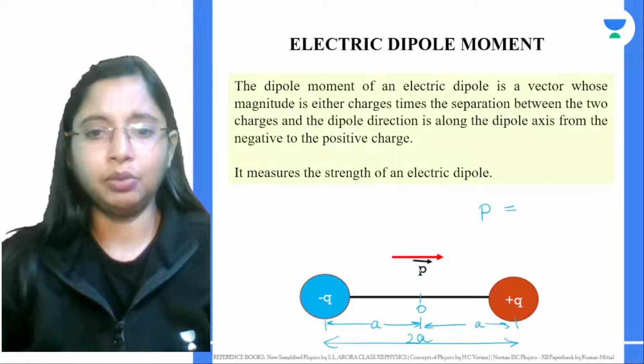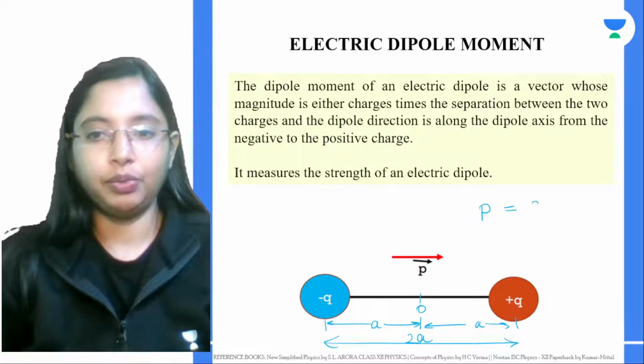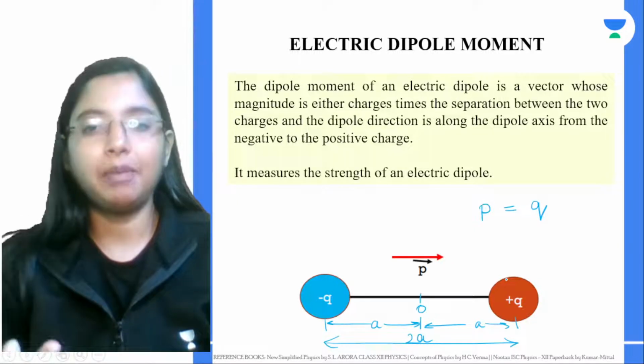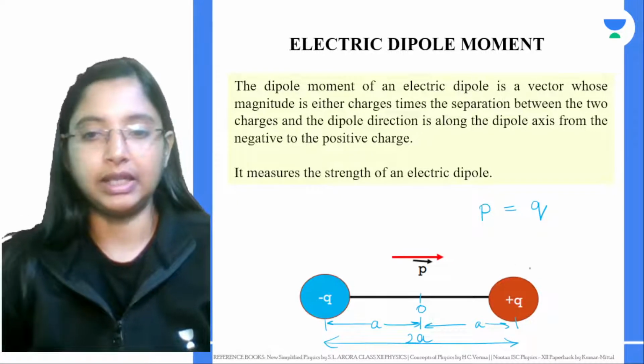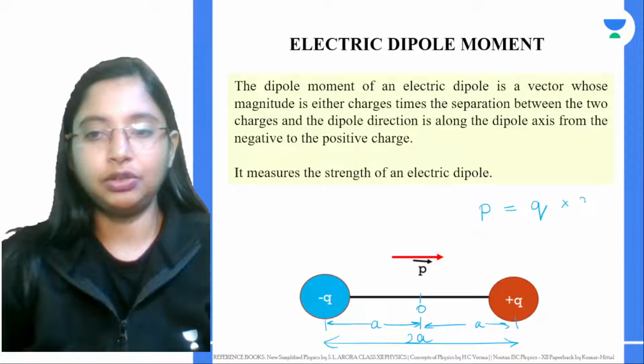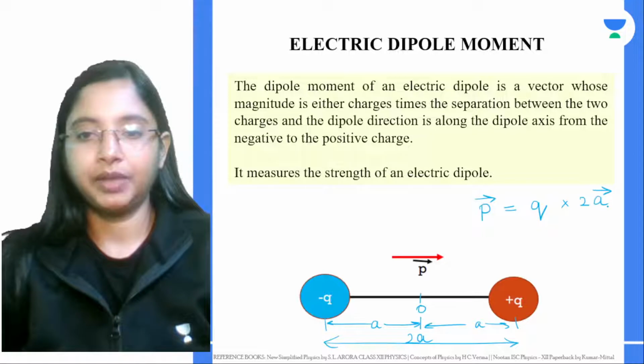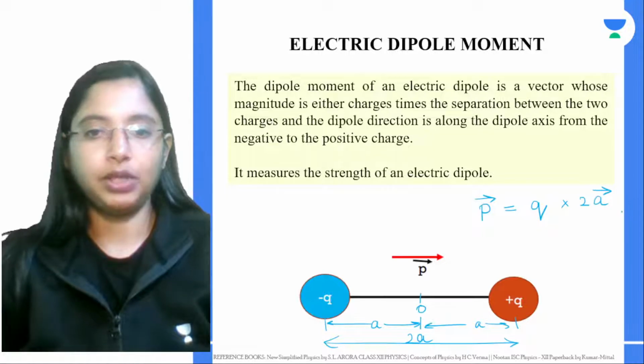It is nothing but the magnitude of any one of the charges. Why? Because if both charges have the same magnitude, it's just that one is positive and the other is negative. So it is the magnitude of one of the charges times the distance between them. It's a vector quantity because charge is a scalar, but the position vector is a vector again. This gives you the equation for the dipole moment.